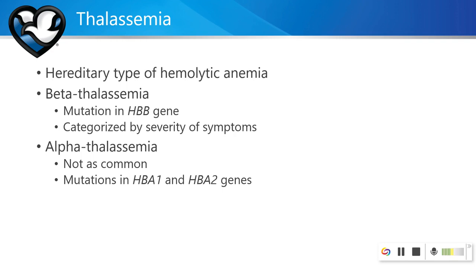Alpha thalassemia is not as common, and it is due to mutations in the HBA1 and HBA2 genes. These genes direct alpha globin chain synthesis, and many different types of alpha thalassemia are possible. The decrease in alpha globins results in the relative excess of beta globin. Inheritance patterns are complex because of the numerous gene combinations that may occur.